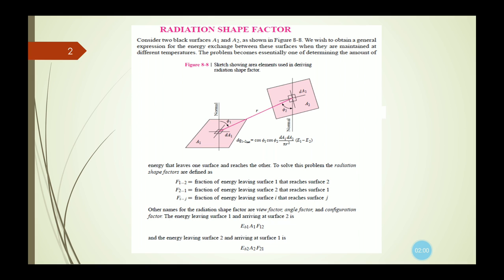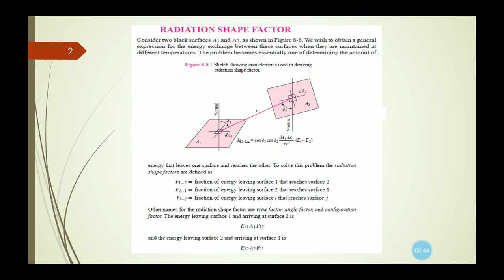Now in this diagram you can see two different surfaces have been considered. So let us consider two black surfaces A1 and A2 shown in this diagram. Now we need to obtain a general expression for the energy exchange between these surfaces when they are maintained at different temperatures. So to solve this problem, the radiation shape factors are defined as F12, that is the fraction of energy leaving surface 1 that reaches surface 2. Similarly, F21 is the fraction of energy leaving surface 2 that reaches surface 1.